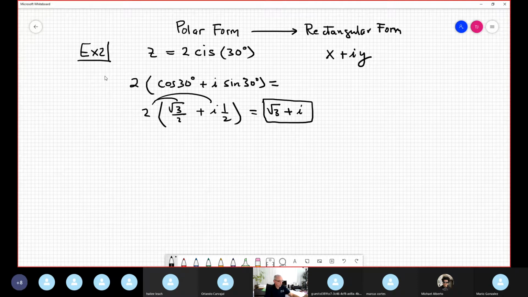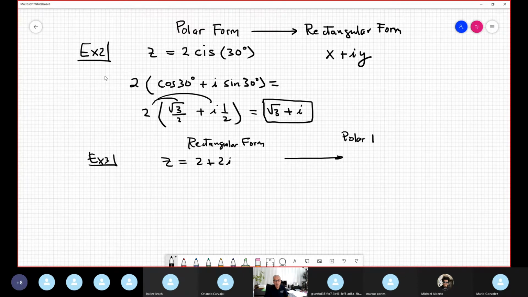Let's practice a little bit more conversion. Conversion from rectangular to polar, polar to rectangular. Okay. Suppose, example 3, the complex number z is equal to 2 plus 2i. This is rectangular. I need to find polar.